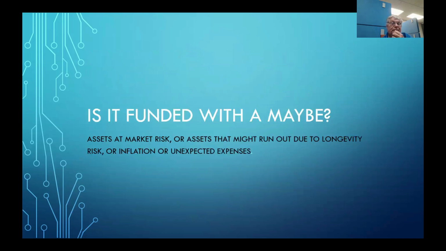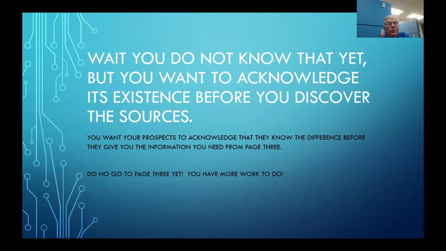So you want to prove a point. Is their retirement funded with a maybe? Assets at market risk, or assets that might run out due to longevity risk or inflation or unexpected expenses? Plant the seed. You don't know that yet, but you want to acknowledge its existence before you discover the sources. And remember now, you're on page 2, not page 3.